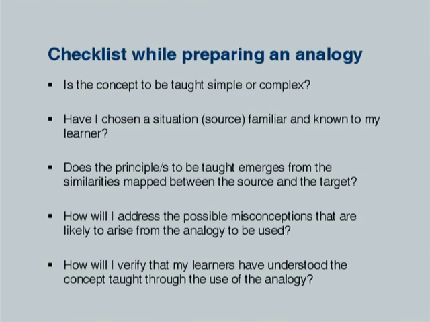And do the principle or principles to be taught emerge from the similarities mapped between the source and the target? So which are the principles that are to be conveyed, and are they relating to the relation highlighted as similarity between the source and the target? Like the previous visualization, we had the set of drawers and the set of memory locations. Two main similarities were pointed out: both are used for storage and both are named, identified with respect to a name. These are the principles to be taught with respect to a memory location, and that is how they emerged from the similarities mapped.